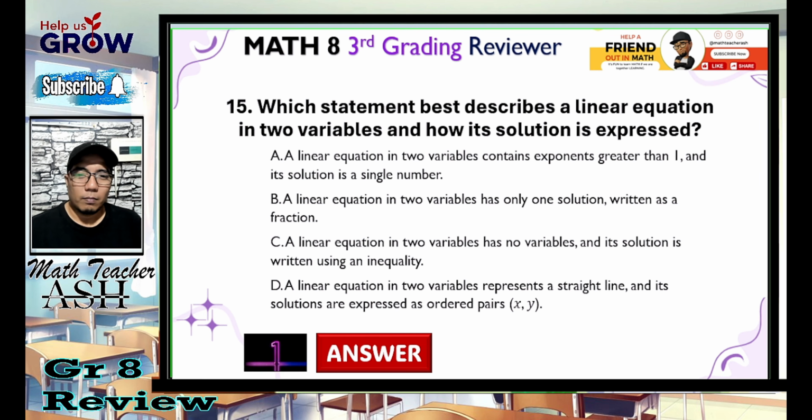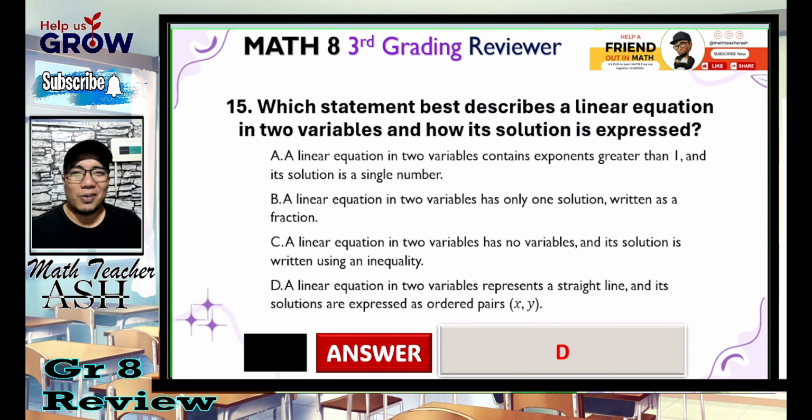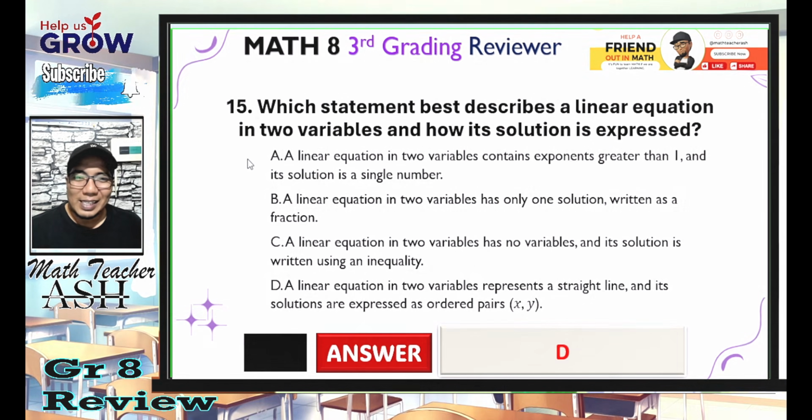Okay, my dear math learners, by definition, a linear equation in two variables, when you put it on graphing paper or in a Cartesian plane, is a line. It is a straight line in which the solutions are expressed as ordered pairs, and that would be x, y. So the correct answer for this question is letter D. Let's check whether we are correct. All right, easy, right? My dear math learners, now let us go to question number 16.